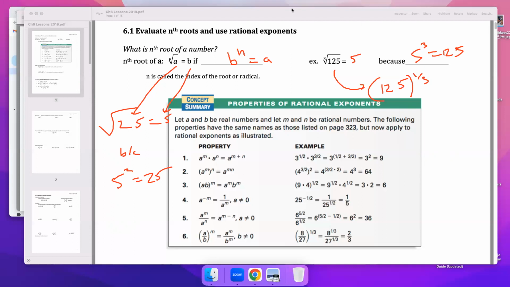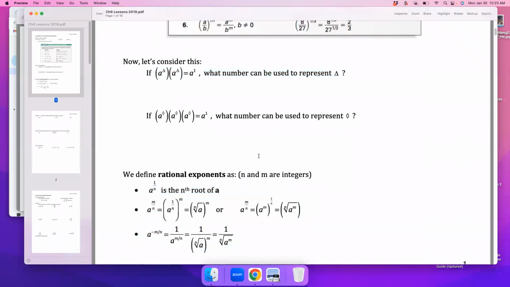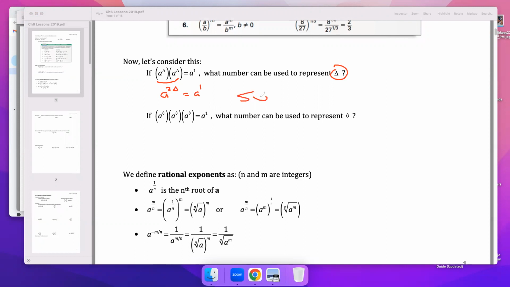Now, what we're doing in this particular section is using properties of exponents, as I discussed a few minutes ago. So let's talk about the properties down below. Let's take this one here. So you have a triangle times a triangle equals a to the 1 power. So what number can we use to represent the triangle? If I think about it, how many of these powers do I have? 2. So I can actually add those triangles like that, because you got 2 of them.